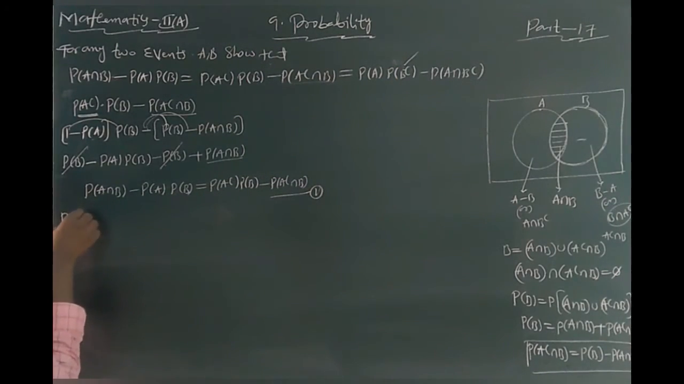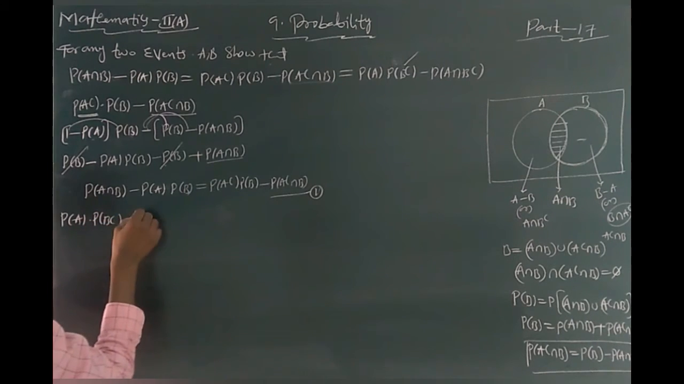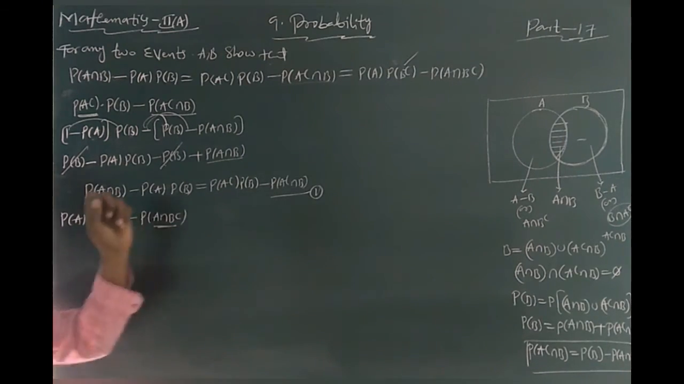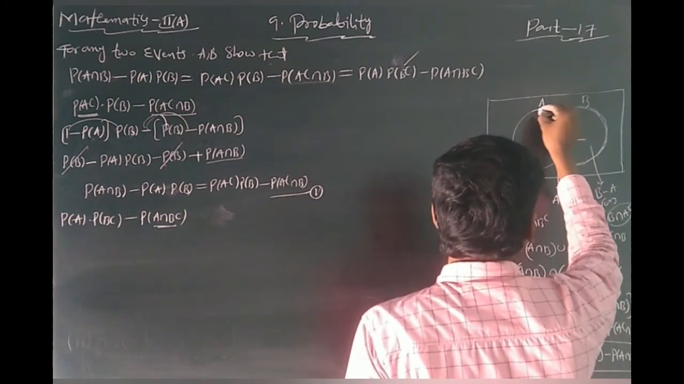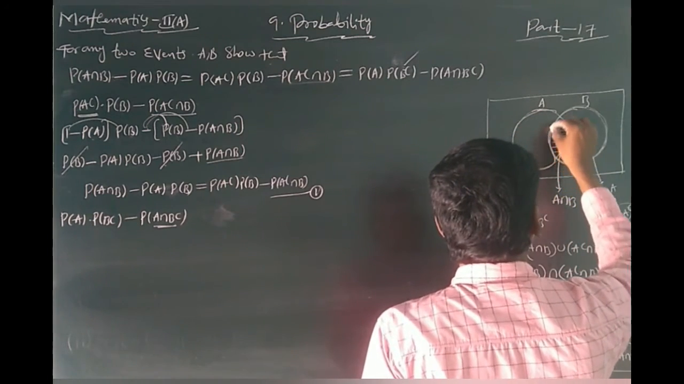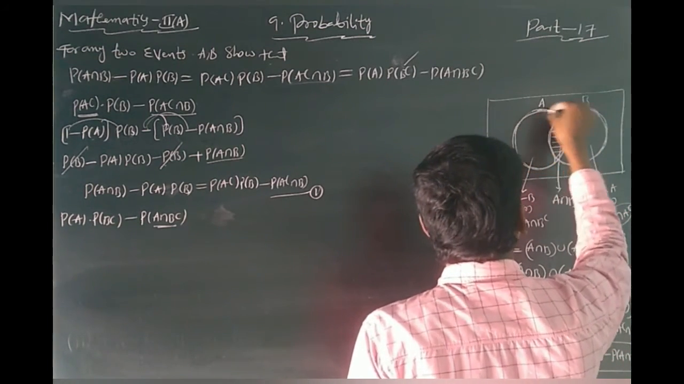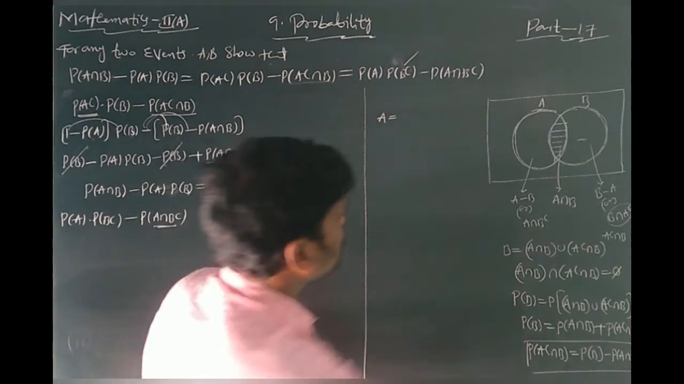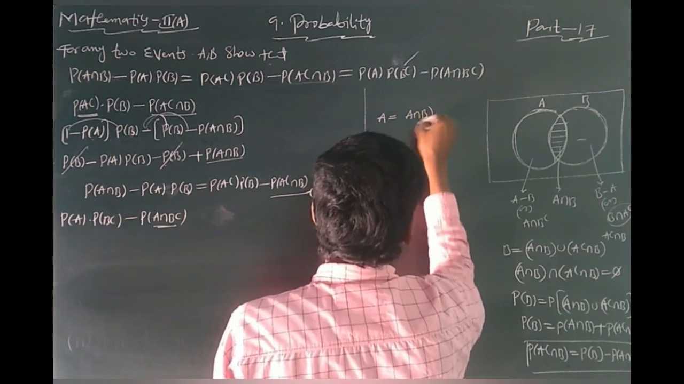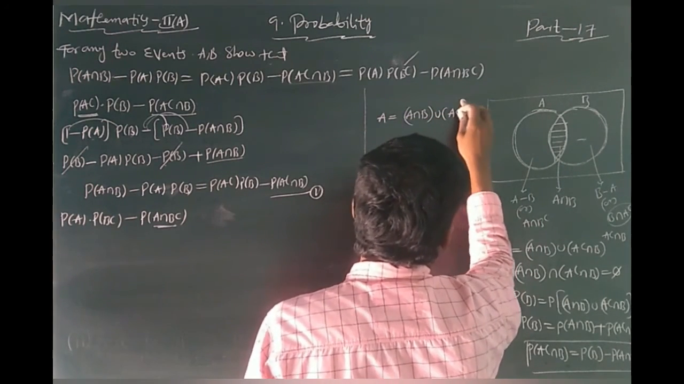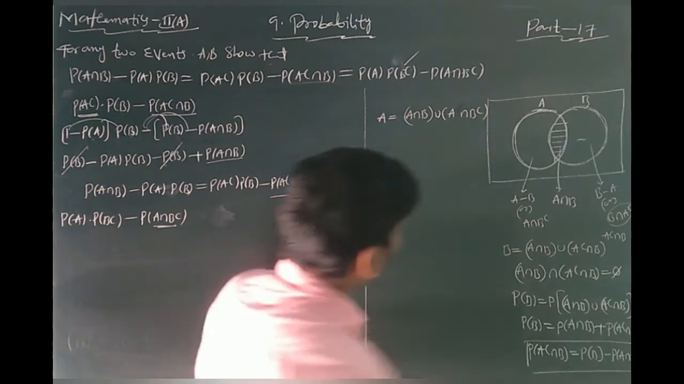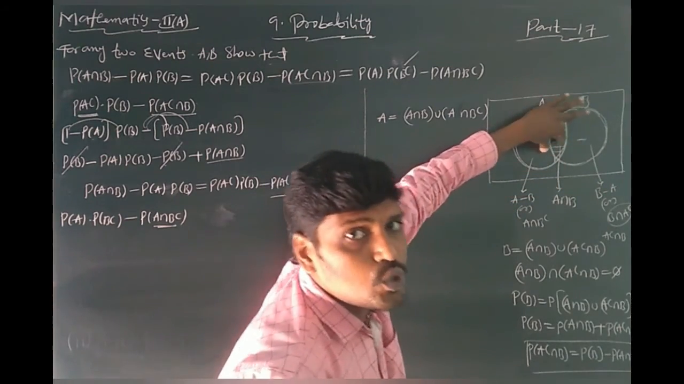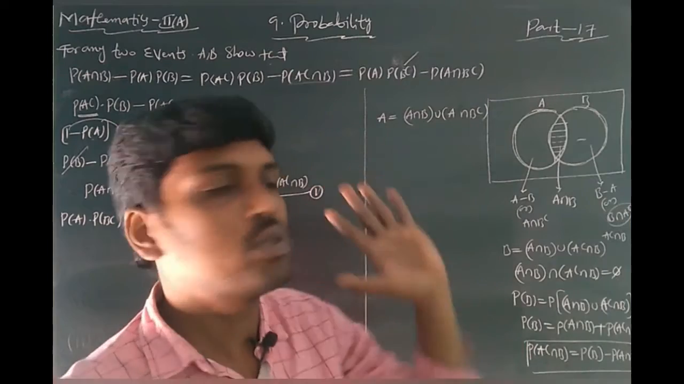Next we have to take this value, P of A into P of B complement minus P of A intersection B complement. Here first you can find the figure A intersection B complement. You can write set A is equal to A intersection B union A intersection B complement. Correct or not? This union combination is equal to set A.